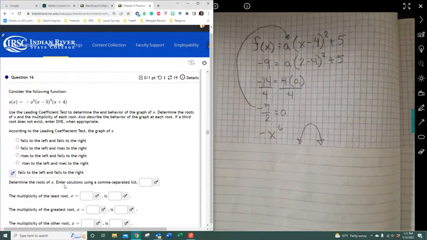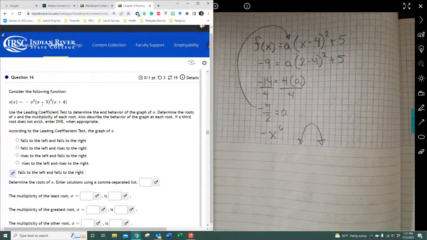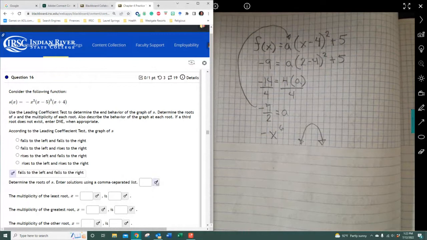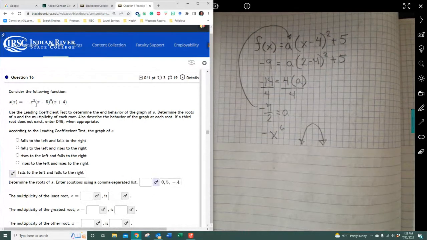Now it says determine the roots of S. Enter solutions using a comma separated list. It's going to be 0, 5, and -4. That's just a matter of setting each of these equal to 0. You can do that mentally. It doesn't matter about the multiplicity at that moment.